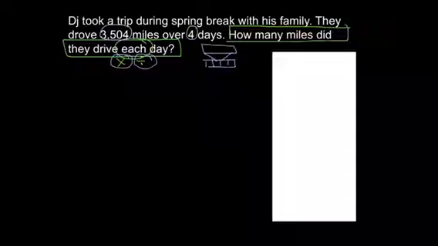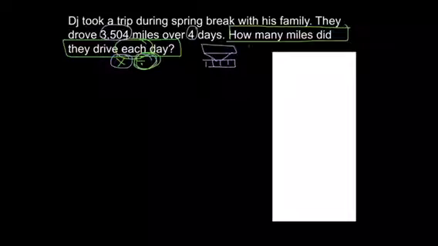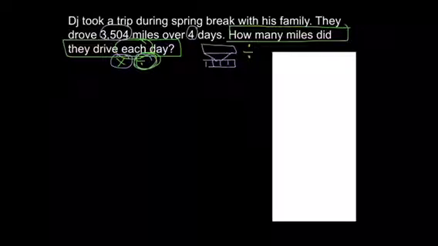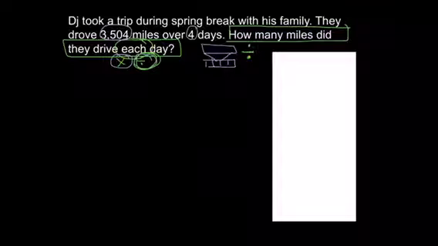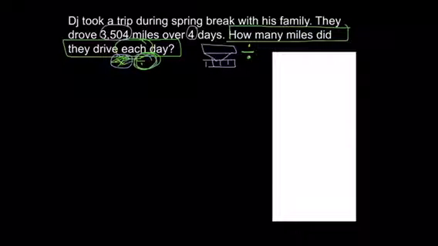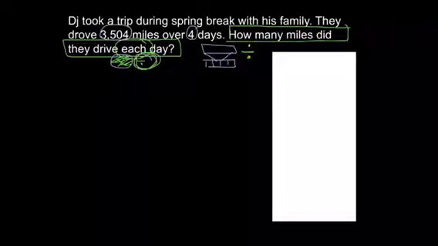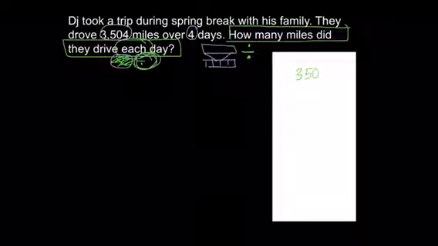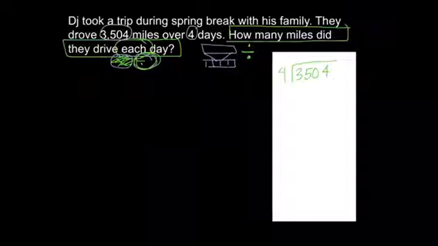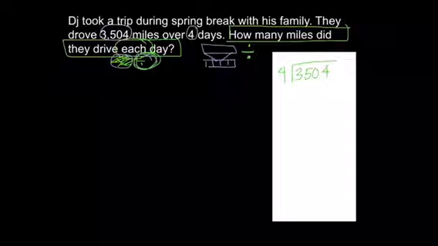Well, if you said division, you were right. It's when you're taking a larger number and you're dividing it out equally or giving equal groups. So we won't need multiplication this time. So since we know that, I'm going to go ahead and set up our problem over here on the side. So we're taking 3,504 miles and we're going to divide that by 4. So that ultimately is our problem.